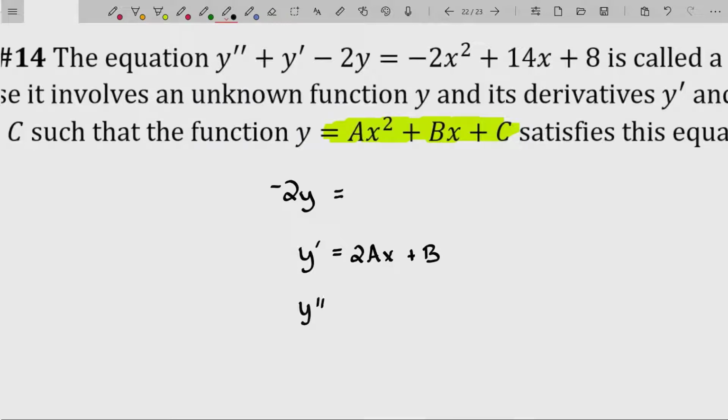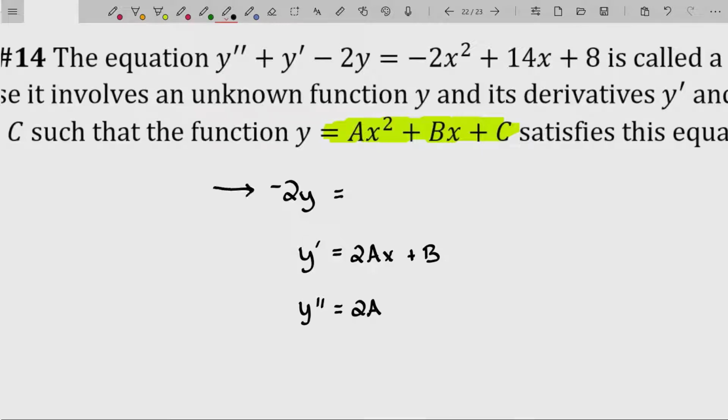Now let's take a look at y double prime, the second derivative of y. When you do that, you look at the first derivative here and take its derivative, the derivative of the derivative, if you will. So the derivative of 2a times x, well, the derivative of x is 1, so this must be 2a times 1. And b is a constant. The derivative of a constant is just 0, so that will not add anything else to our second derivative.